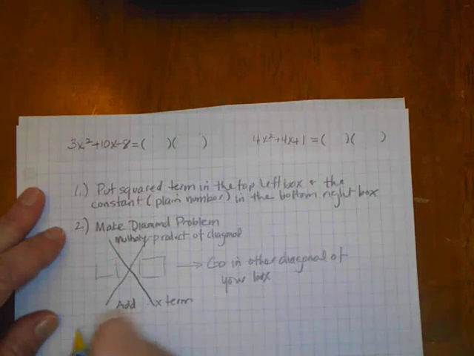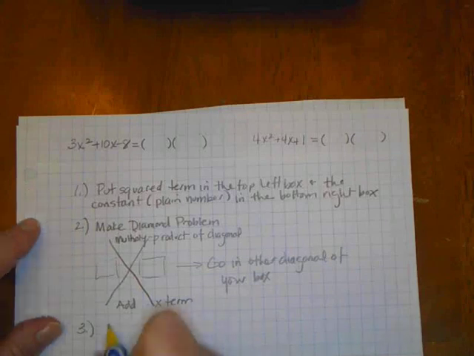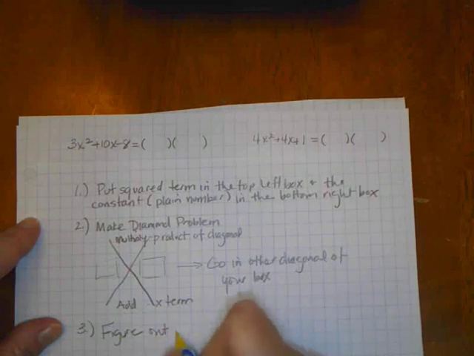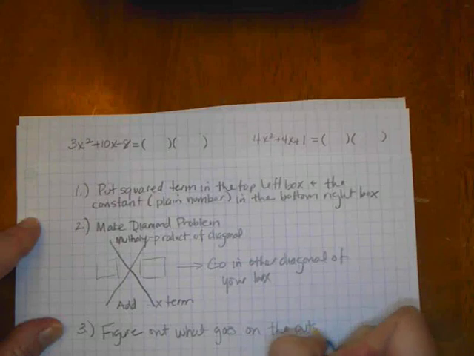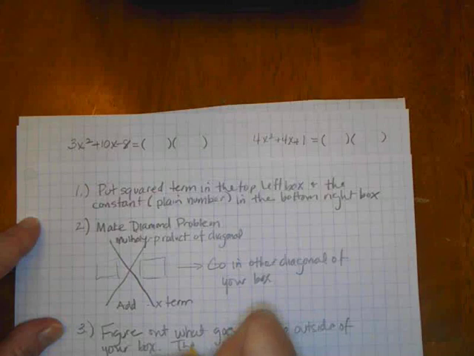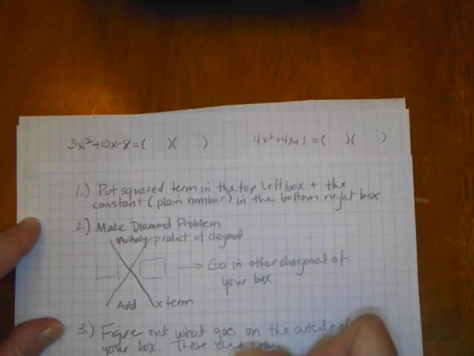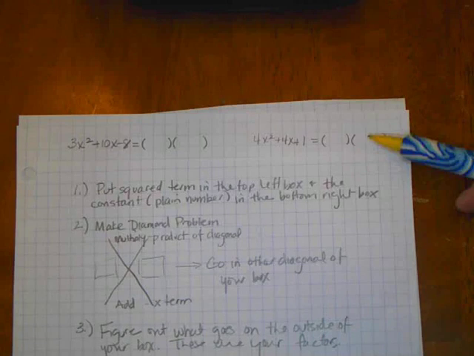Okay? Once you've done that, you're going to figure out what goes on the outside of your box. These are your factors. So the idea should be, if you multiply your factors out, you're going to get what you started with, right? You would get your sum. Okay, so take a minute, pause this video, try these two examples up here, and then unpause it, and then you can see the answers.